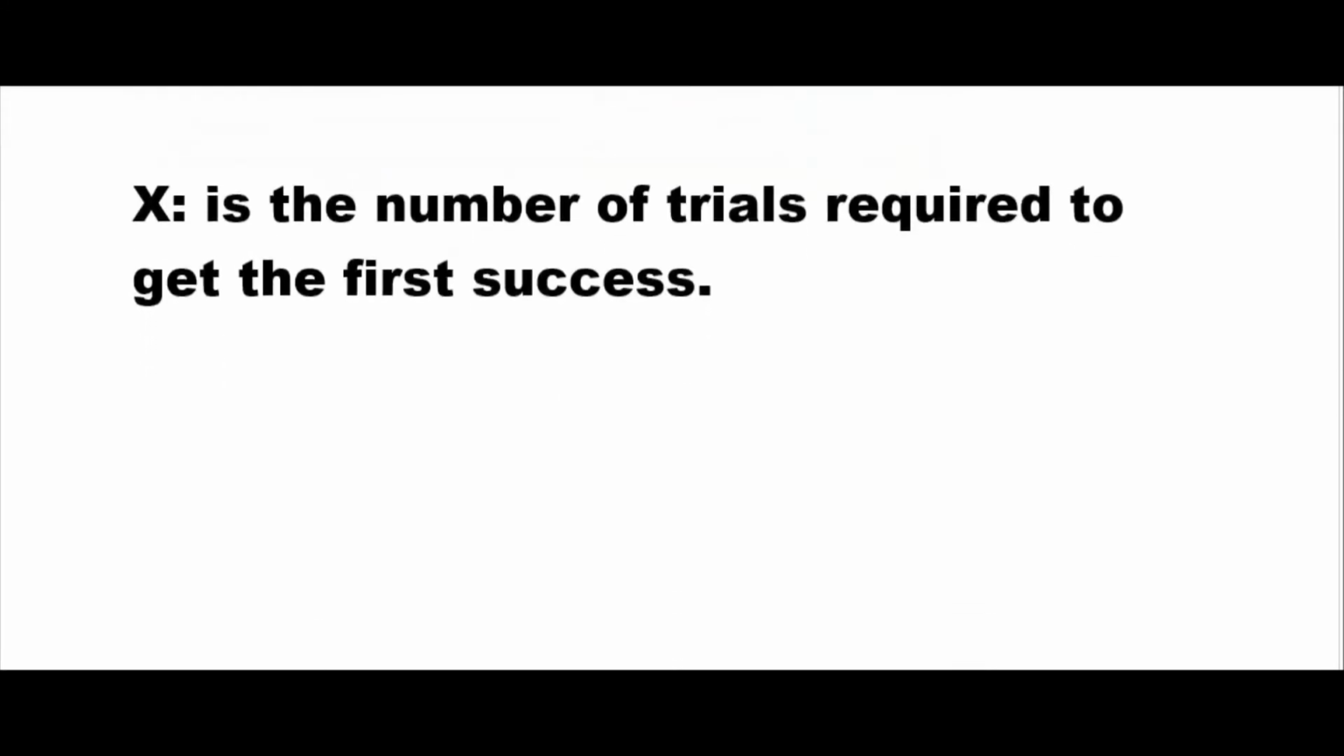Now, you need to define the random variable whenever you talk about a distribution. Here the random variable is the number of trials required to get the first success. So remember this one. X is the number of trials required to get the first success. We are talking about the number of trials here. Our subject is the number of trials here, not the success.